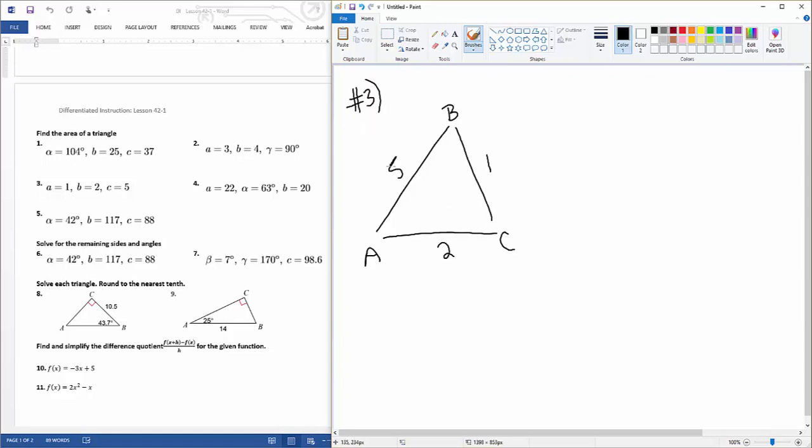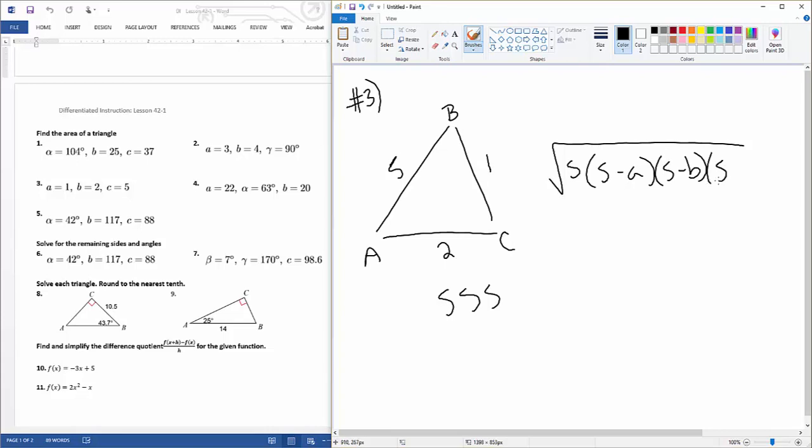So for this one, the three sides, when you have side, side, side, that's going to be the square root of s times s minus a times s minus b times s minus c, where s equals a plus b plus c all over 2. Now you're going to realize this is going to be similar to what we did yesterday. This is not a triangle.